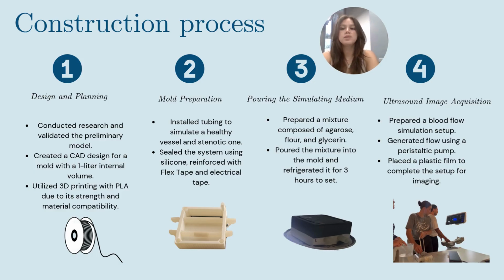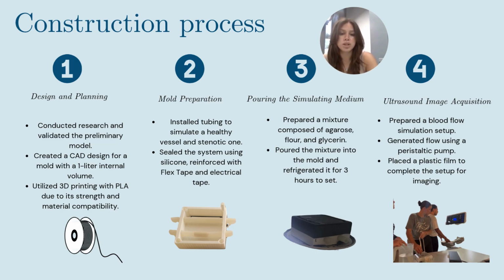For the construction process, we began by designing the mold using CAD software and printing it with PLA at 15% infill. The tubing was carefully positioned inside the mold and sealed using silicone to ensure stability and water resistance. Next, we prepared the phantom matrix. We boiled water, dissolved agarose powder, added flour for opacity, and stirred in the glycerin to fine-tune the acoustic properties. Once the mixture was homogeneous, we poured it into the mold and refrigerated it for at least 3 hours to allow full gelation. The final result was a stable, reusable, and anatomically accurate phantom, ready for ultrasound evaluation in both B-mode and Doppler imaging.